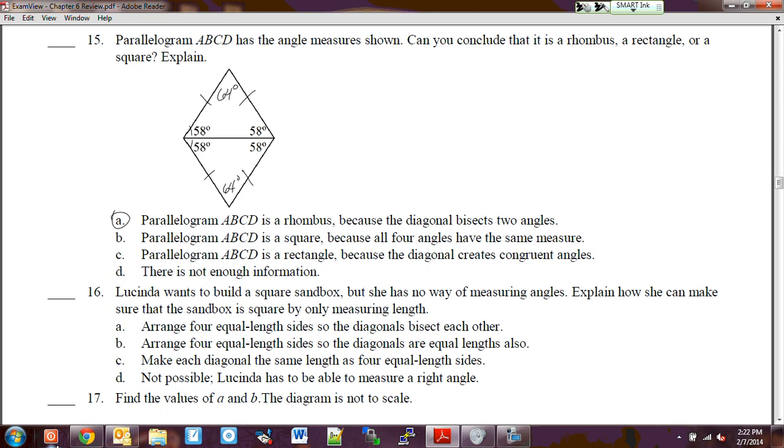Because if we just knew the sides were the same length, all we could say is a rhombus. And if we just knew the diagonals were the same length, we could only say a rectangle. But if we have both, then we know it is a square. So let's go through the answers. Arrange four equal length sides so that the diagonals bisect each other. Nah, because in every parallelogram the diagonals bisect. Arrange four equal lengths so that the diagonals are equal lengths also. That is exactly what we just talked about. So 16 is B. Because remember, four equal lengths says rhombus, equal length diagonals says rectangle. You combine them both, you get a square.